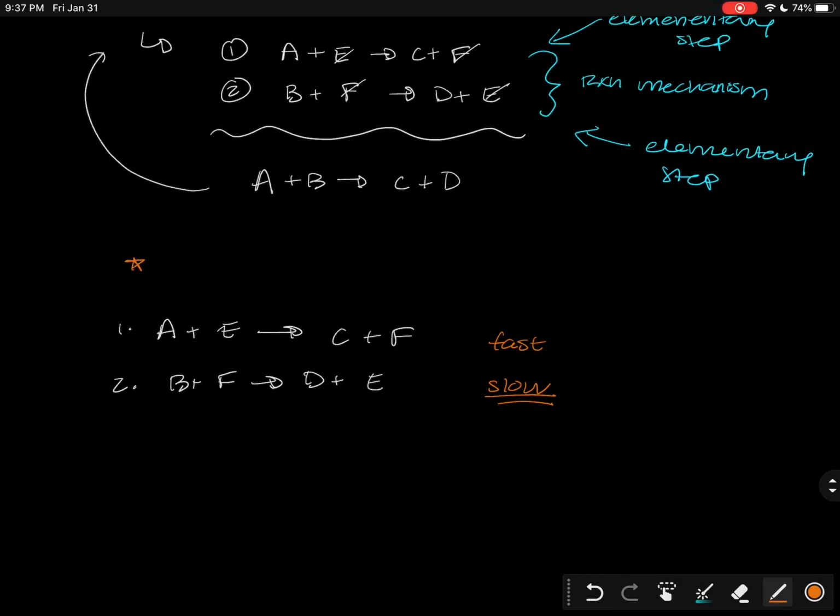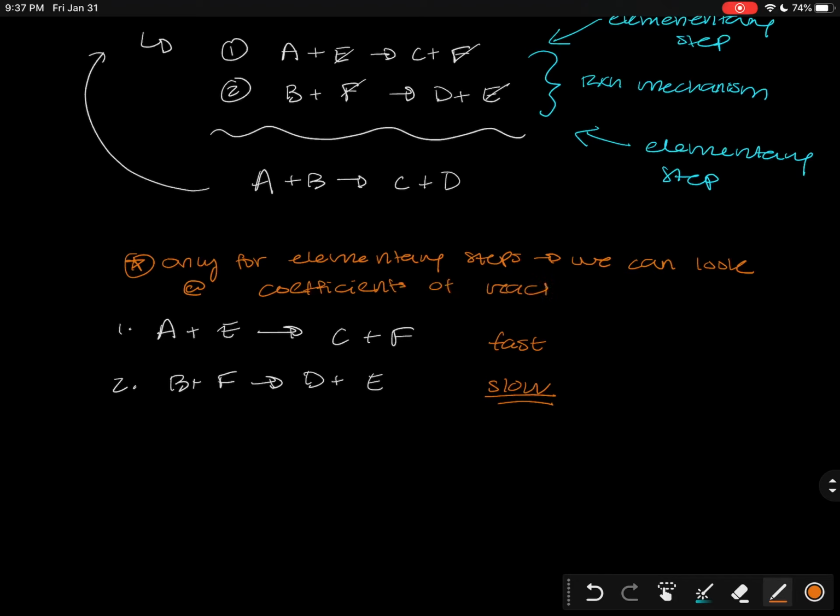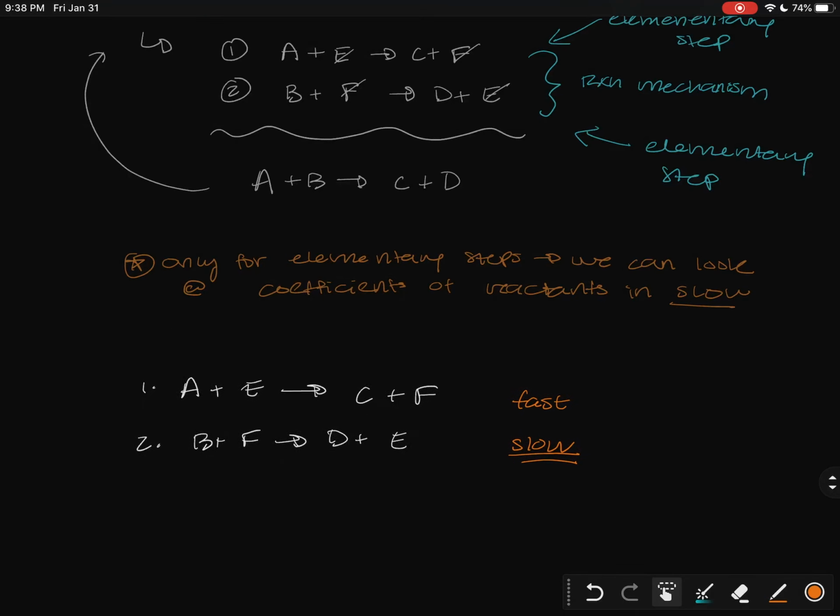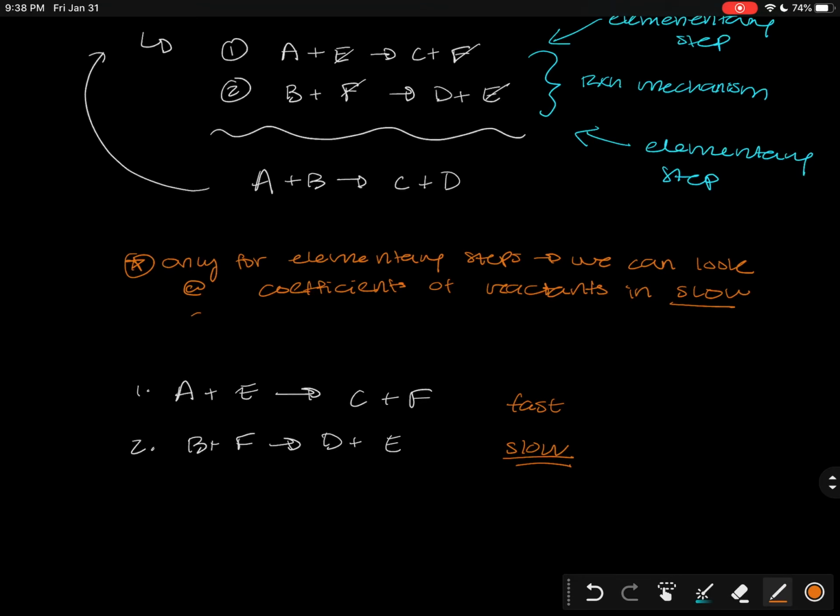So only for elementary steps, we can look at the coefficient of reactants in the slow step. Oh, let's move this all down. In the slow step to determine the reaction order or the rate law expression.